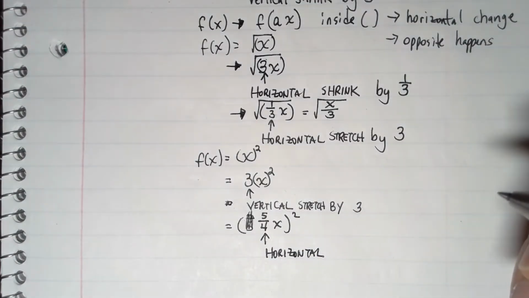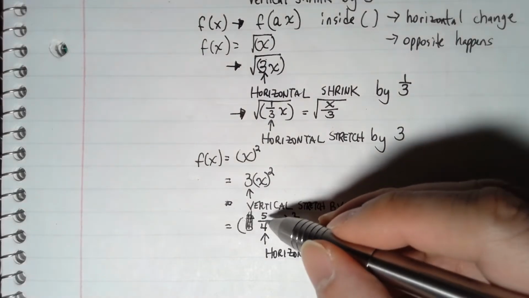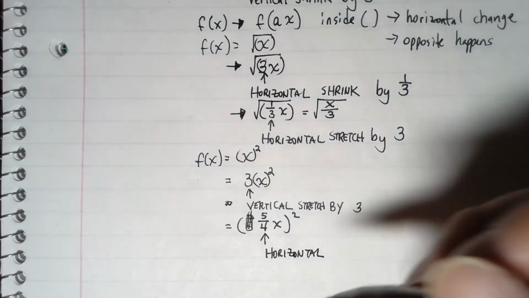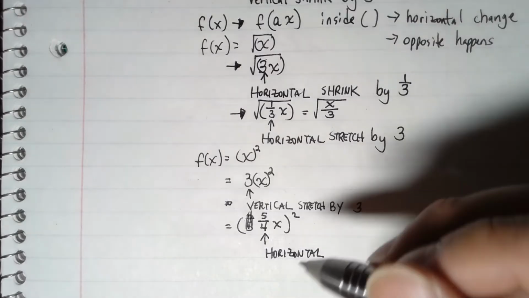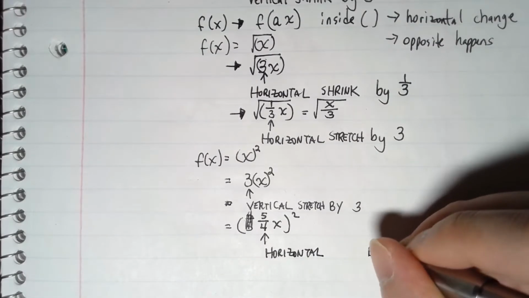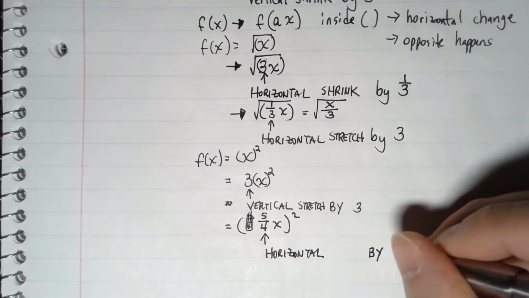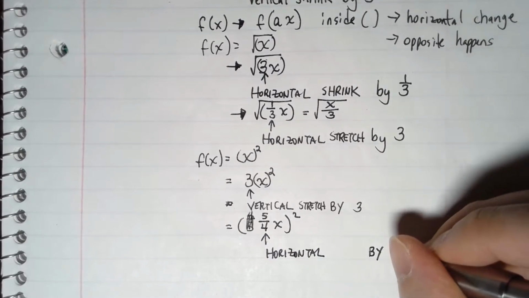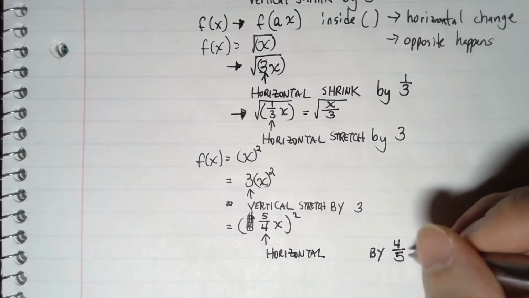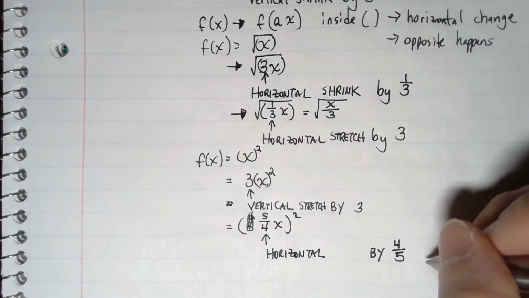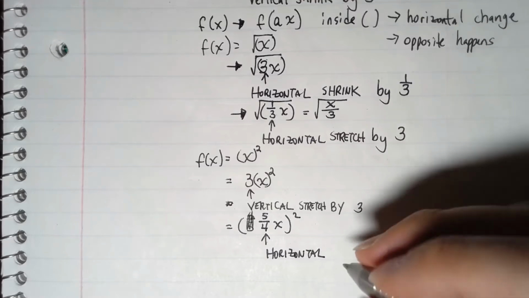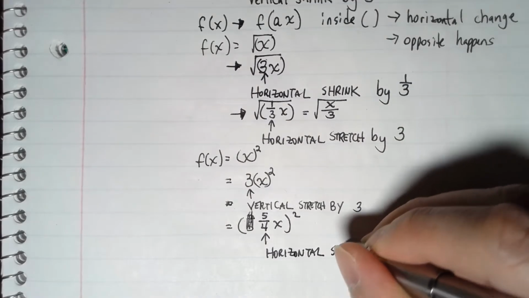Now we have to figure out if it's stretch or shrink. Now 5/4, remember if you're inside, you have to think of the opposite. The opposite of multiplying by 5/4 is multiplying by the reciprocal, 4/5. 4/5 is between 0 and 1. It's definitely less than 1. So if it's less than 1, it actually shrinks.